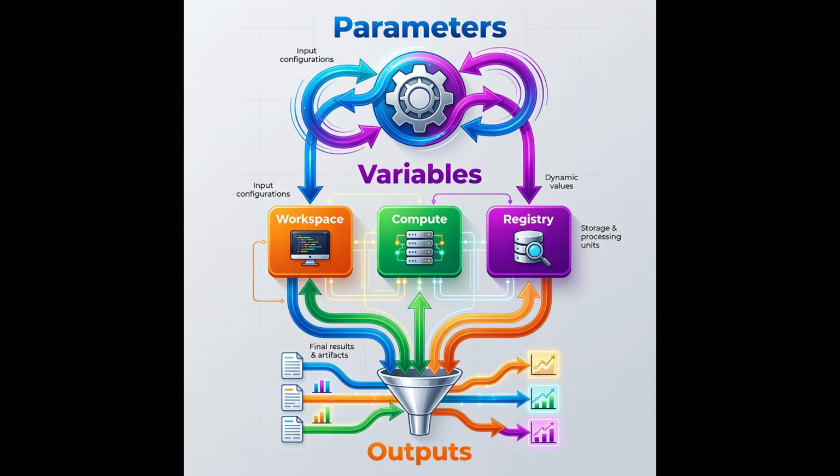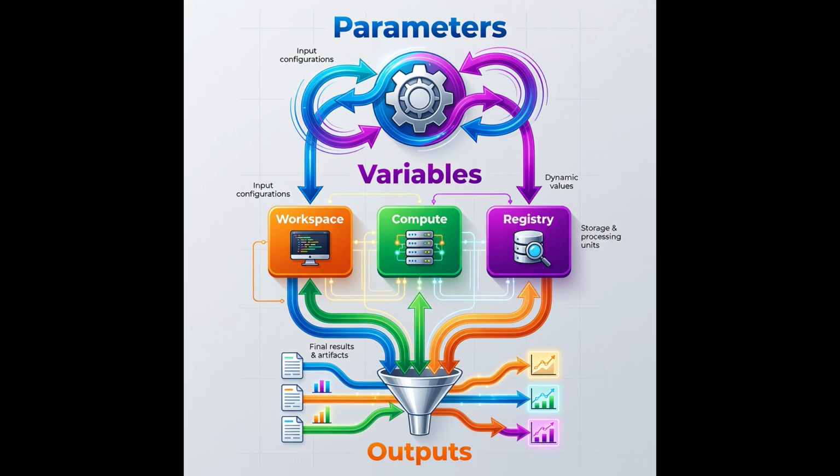At the bottom, outputs. Outputs expose values after deployment, typically the workspace name, workspace ID, and resource group. These outputs get consumed by later pipeline stages. For example, after the Bicep deployment runs in a GitHub Actions workflow, the next step reads the workspace name output and uses it to submit a test job.